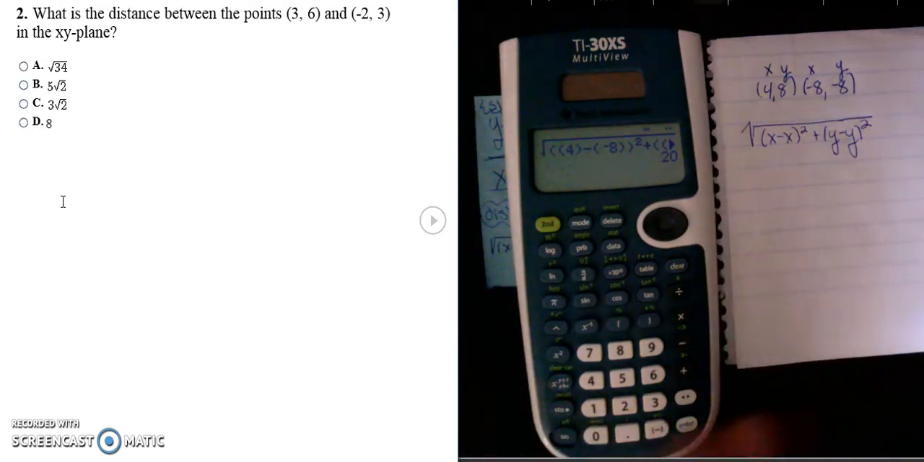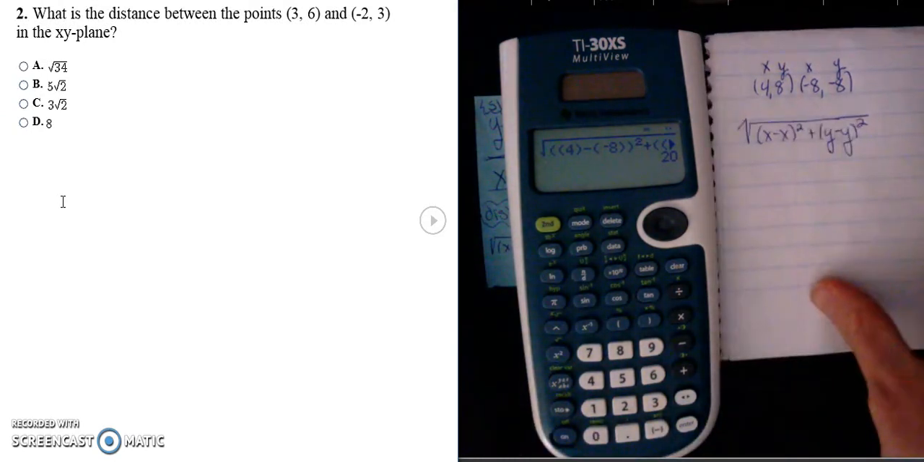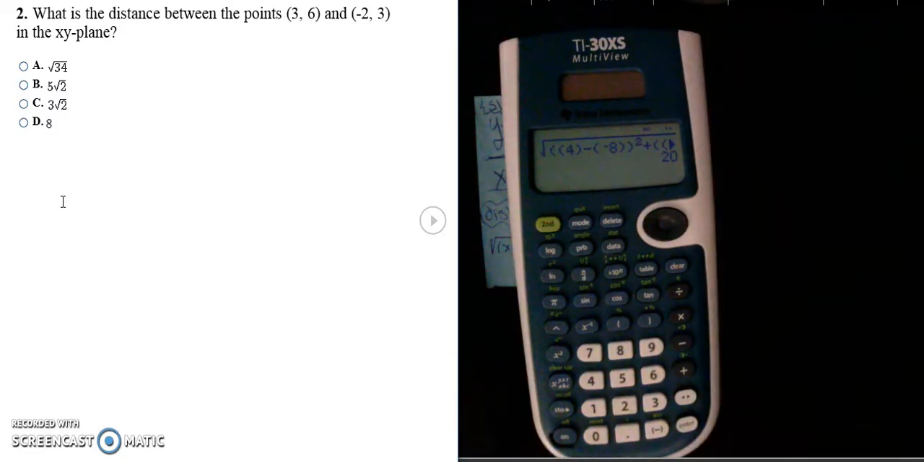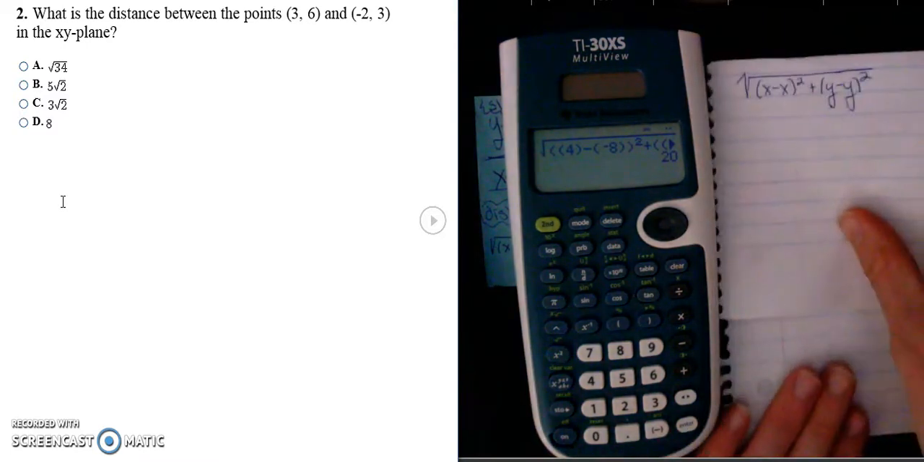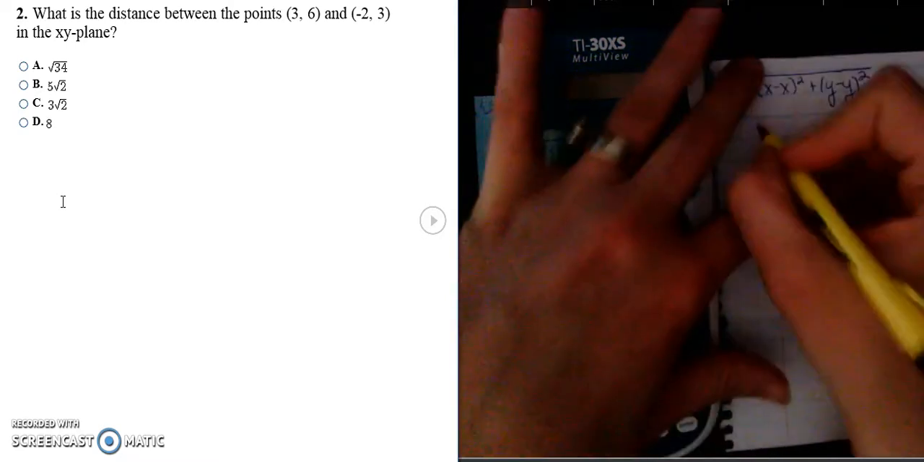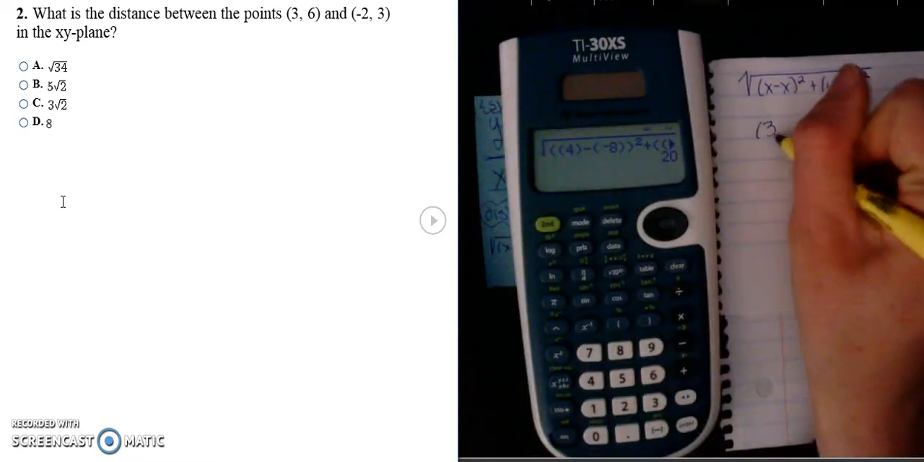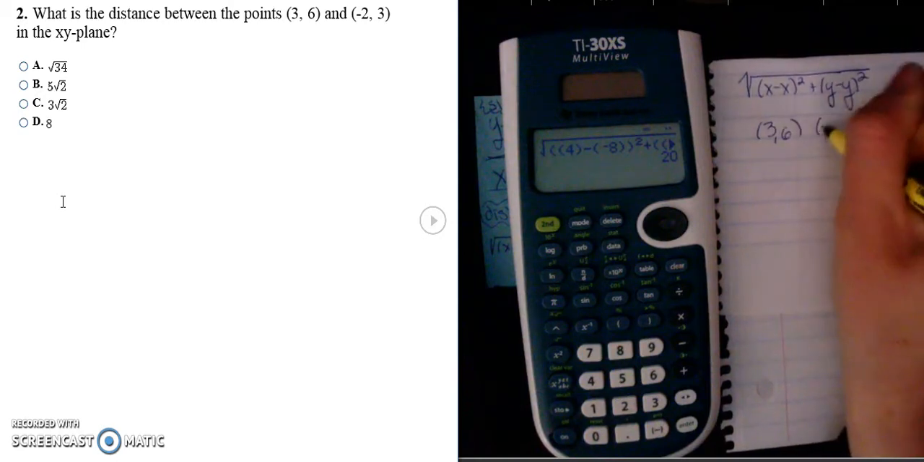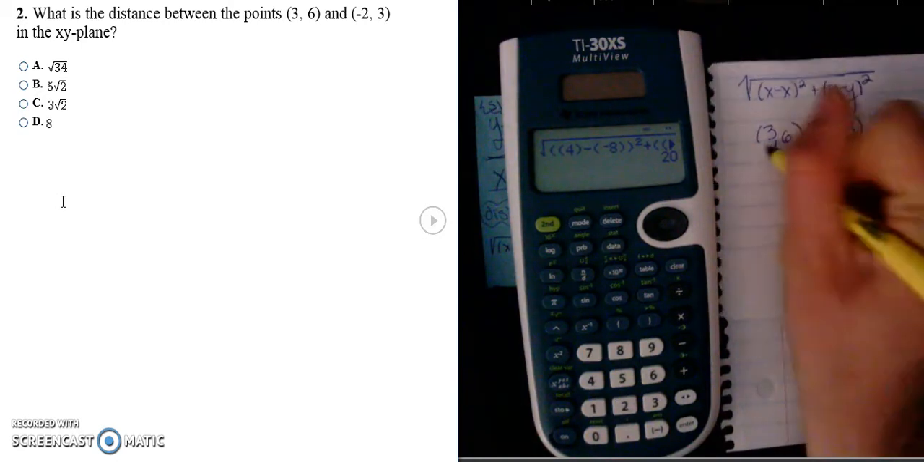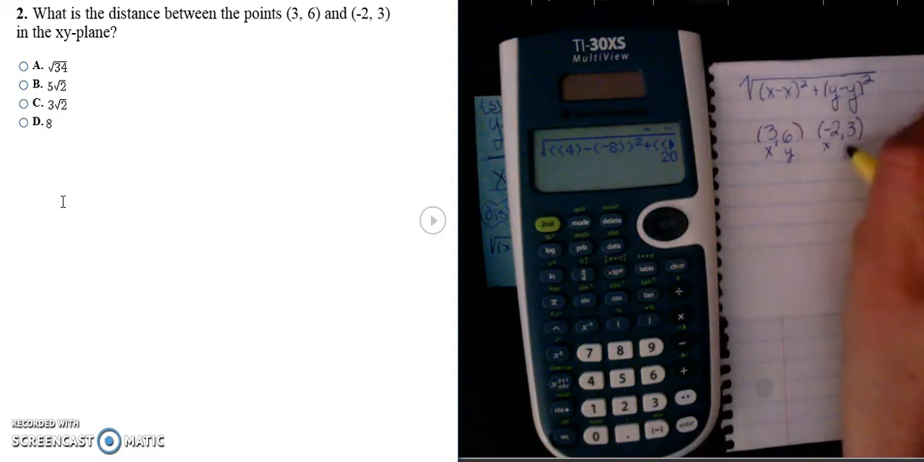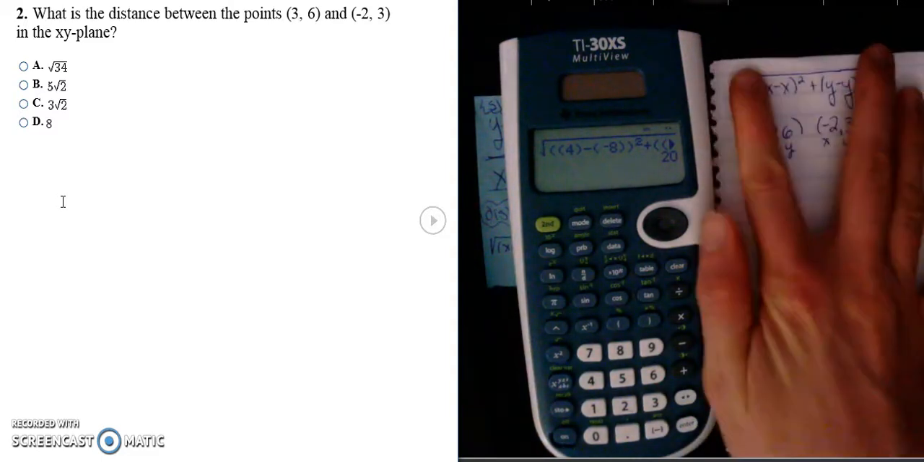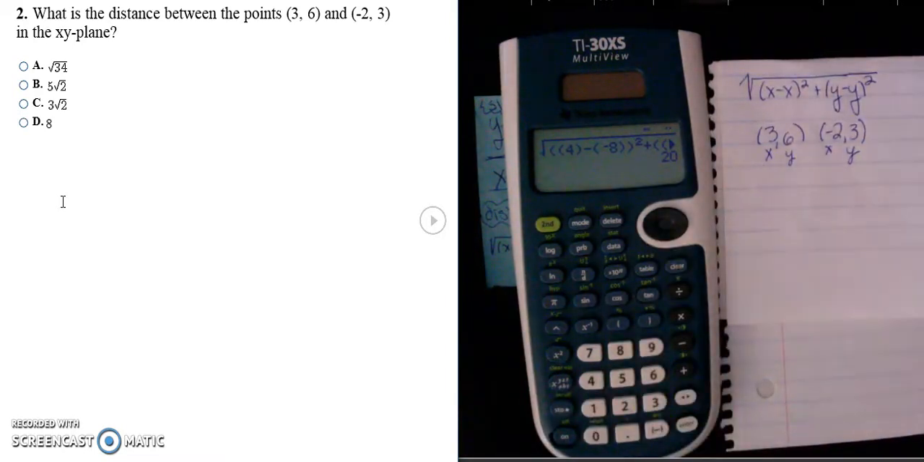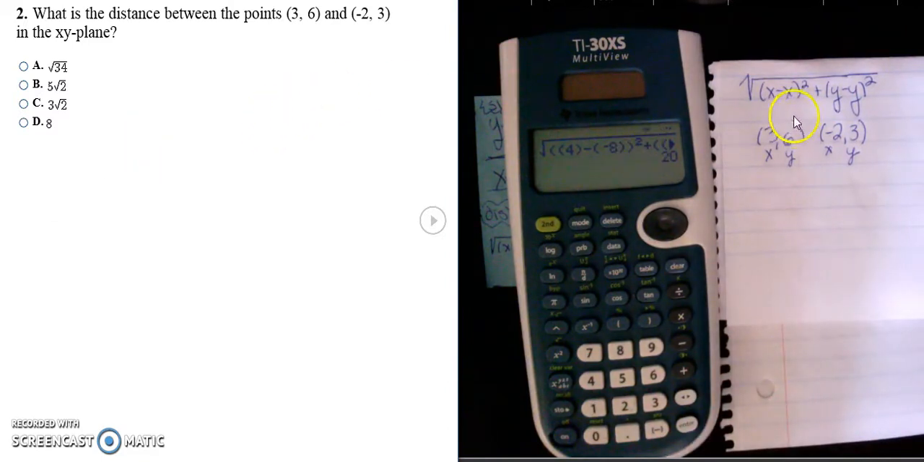Let's look at one more example. Here I have the points 3, 6, and negative 2, 3 that it wants me to find the distance of. Like I said, it's always a good idea to copy down the distance formula and those points so that you don't get confused. So I'm going to copy down 3, 6 and negative 2, 3, and label them x y and x y so that I can keep everything straight. Then I just look at my formula.